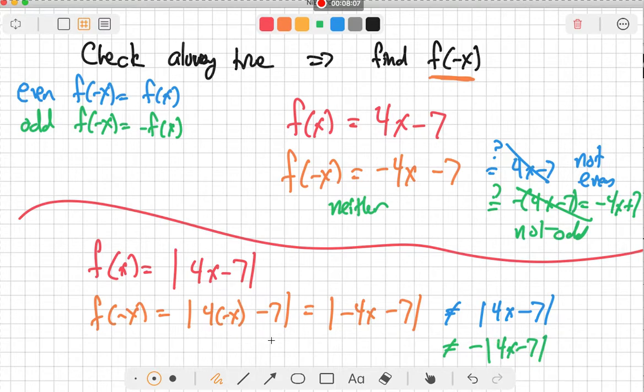Of 4x minus 7. So this is neither also. Oh, let's see if we can find one that actually works.